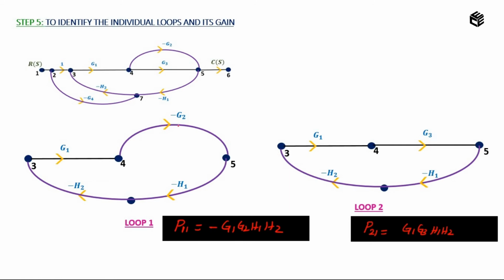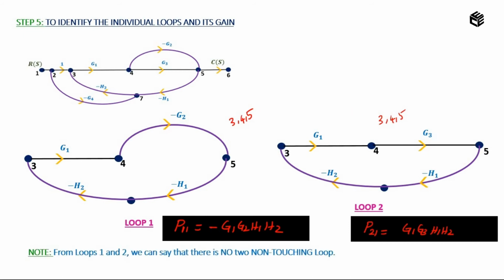This is our next step. Our next step is to identify non-touching loops. See here, the first loop nodes are 3, 4 and 5 and the second loop nodes are 3, 4 and 5. So we can say that all the nodes are common nodes, therefore there are no two non-touching loops. Okay.